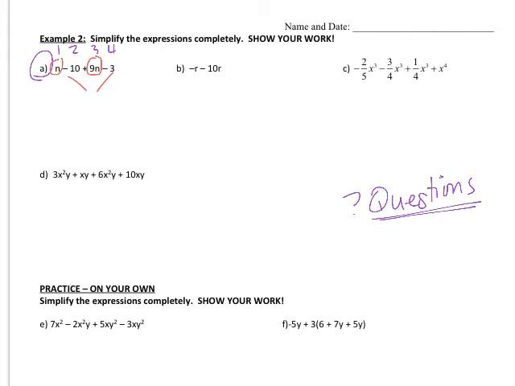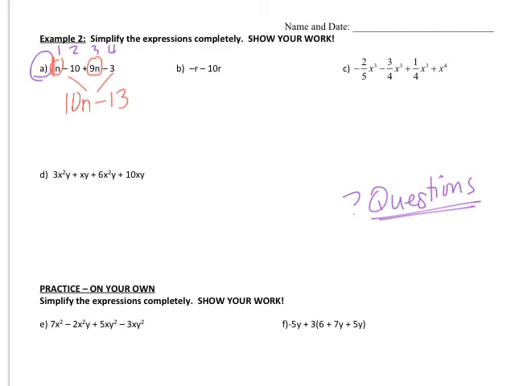My negative 10 and negative 3 come out to negative 13. You can feel free to use a calculator here. 9n and n. Well, this has just got a 1 in front of it. So we have 10n minus 13 as our final answer.